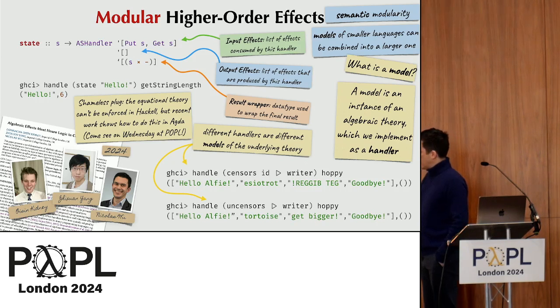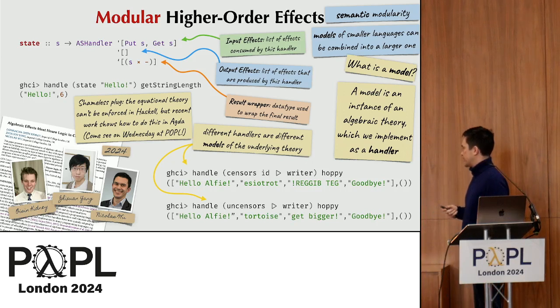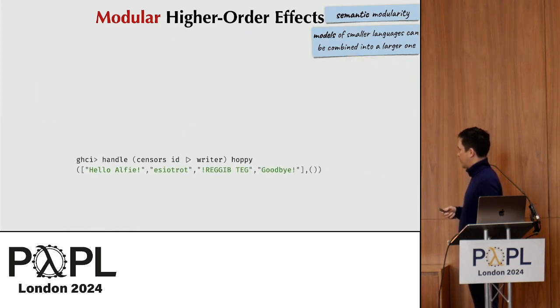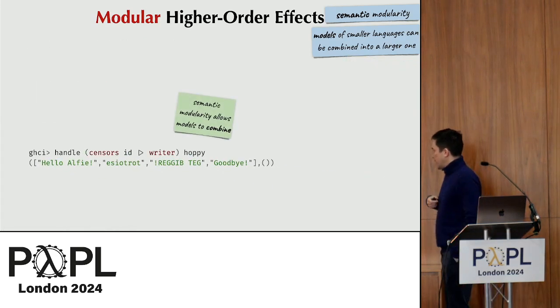But we have a paper that does this in Agda, which you can see at PADL on Wednesday, that Zishan will be presenting. So go along to that if you want to know more about how we can do these things. Anyway, semantic modularity allows models to combine.